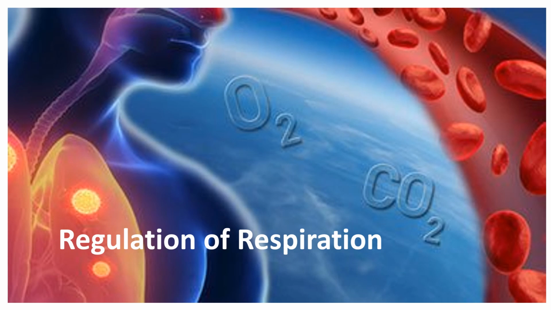Hi, today's topic of discussion is regulation of respiration. Respiration is regulated by a complex integration of neural control mechanisms and also chemical control mechanisms. These two control mechanisms are modified by certain respiratory reflexes. The respiratory system is the only system which has a dual control mechanism. What is that? It has automatic control and also a voluntary control mechanism.